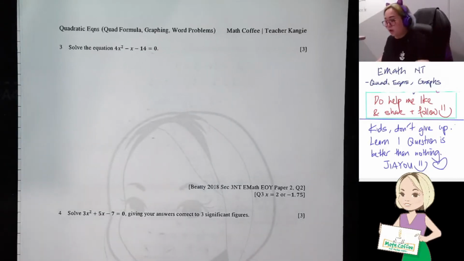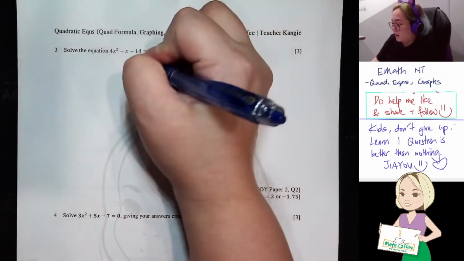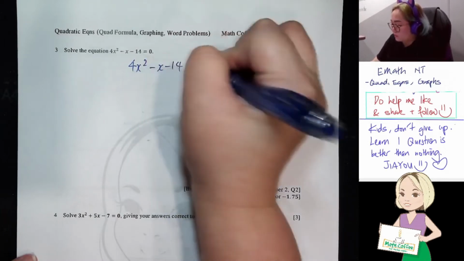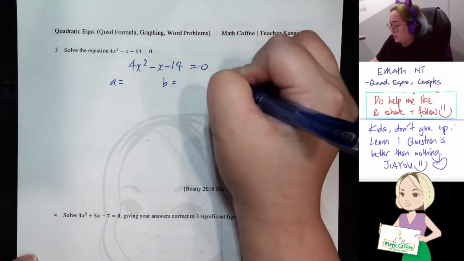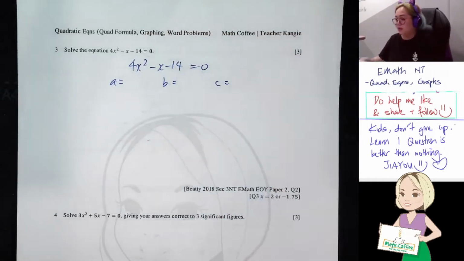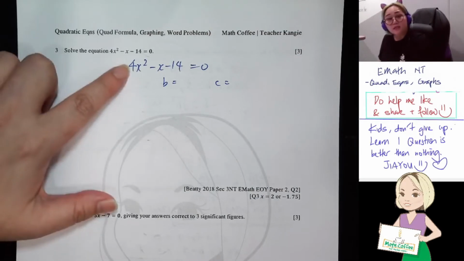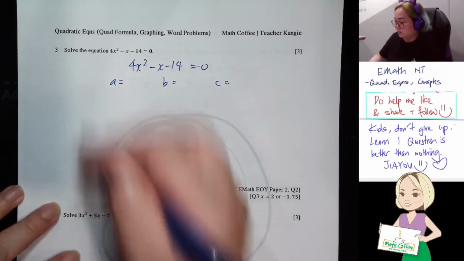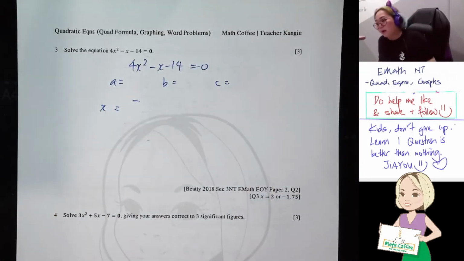Okay, so I have demo 2 of that. Now you tell me, what is the A, what is the B, and what is the C? 4x squared minus x minus 14 equals to 0. Can type in the chat and tell me what is your A, B, and C based on this quadratic equation, before I apply the formula.